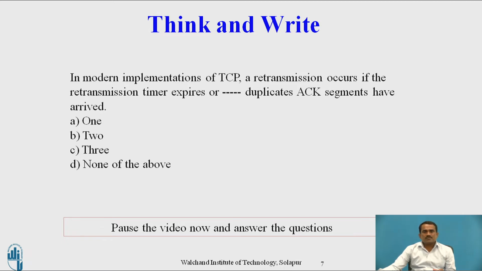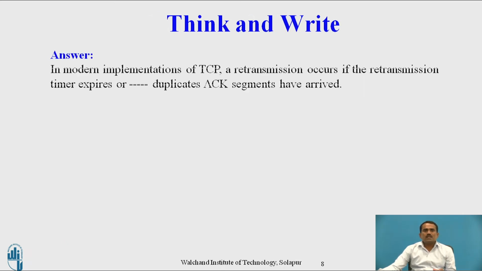Okay, let's see the answer for this question. In modern implementation of TCP, retransmission occurs if the transmission timer expires or 3 duplicate acknowledgement segments have arrived. Okay, the correct answer is 3. Among 1, 2, 3, none of the above, the correct answer is 3.